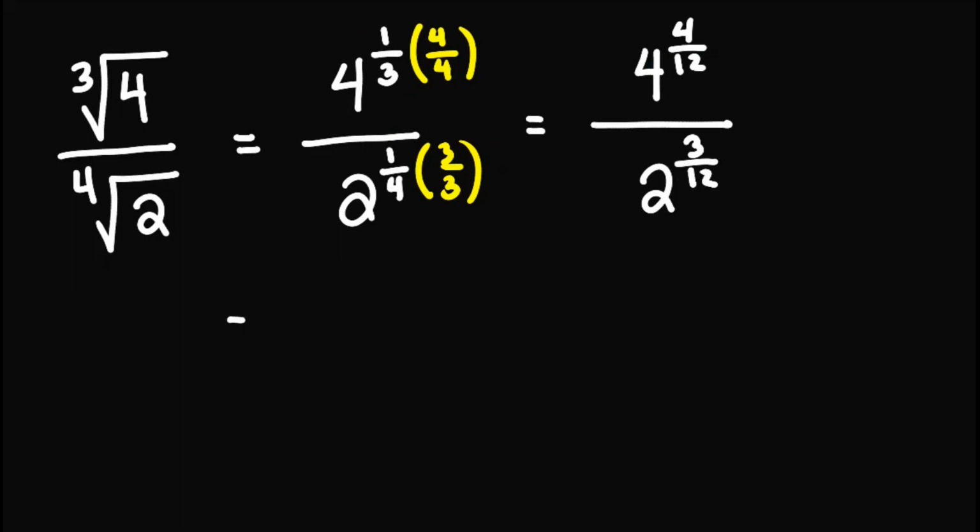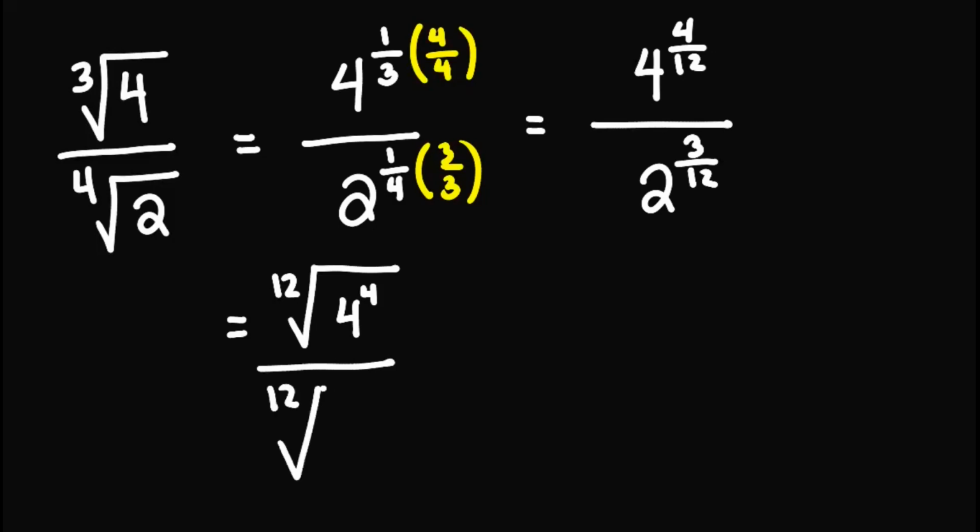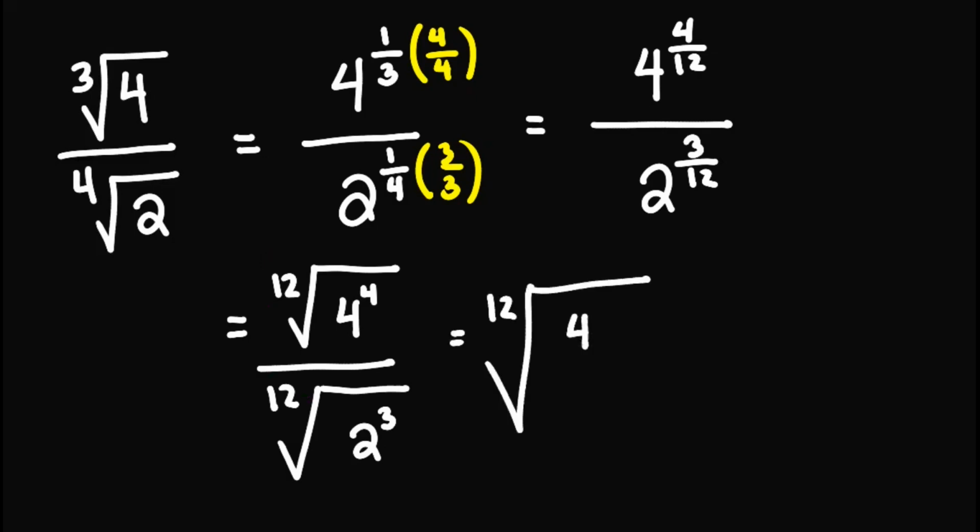That implies that, going back to the radical form, this will be the 12th root of 4 raised to 4 over the 12th root of 2 cubed. So as you can see, the indices are now the same. So we can now write this one as the 12th root of 4 raised to 4 over 2 cubed.